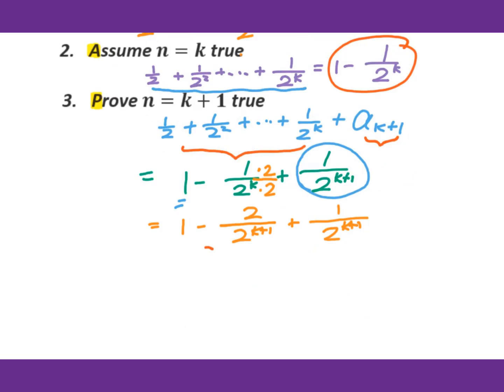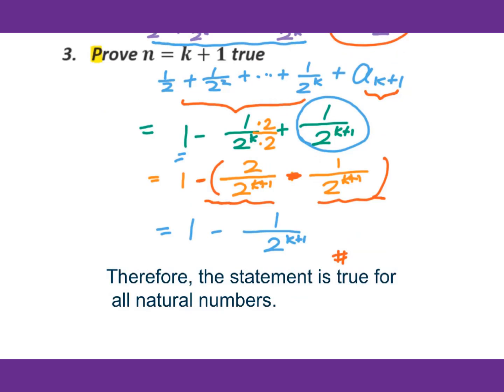Then you need to combine like terms. We can put the parentheses. Here's a minus. Then change this one into minus. Then combine like terms. You will get 1 minus 1 over 2 to the k plus 1's power. Then we finish proving. Last step, write down the statement is true for all natural numbers now.